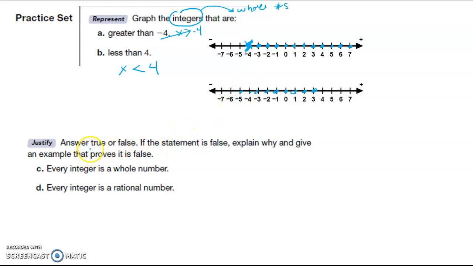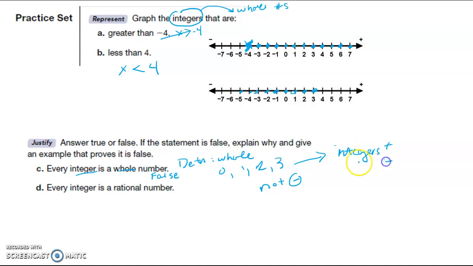Okay, question. Answer true or false. If the statement is false, explain why and give an example. So every integer is a whole number. So the definition of whole numbers is 0, 1, 2, 3, and so on. Whole numbers do not include negative numbers. So this is going to be false because integers are positive and negative numbers.